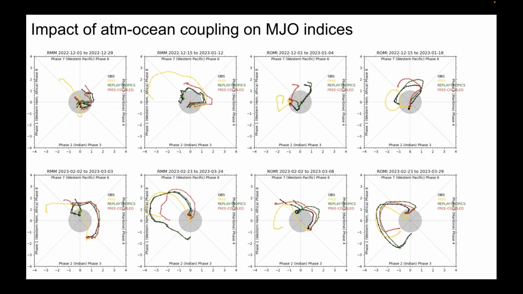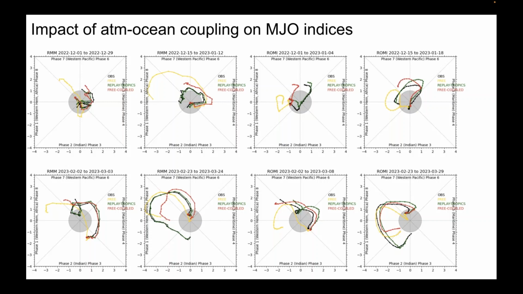So these are runs done by Stefan Tulig and Yan Wang, and these are shorter runs again, but again running at C96, so fairly low resolution. Just focus on the yellow and the red curves, which are the free uncoupled run and the free coupled run. On the left, I'm showing RMM phase diagrams, and on the right, I'm showing the ROMI phase diagrams.